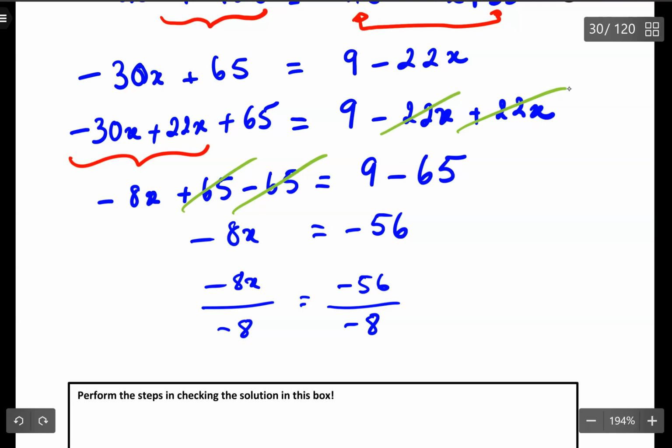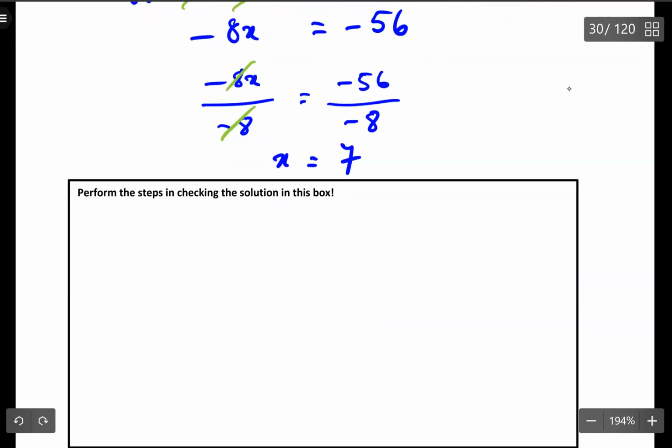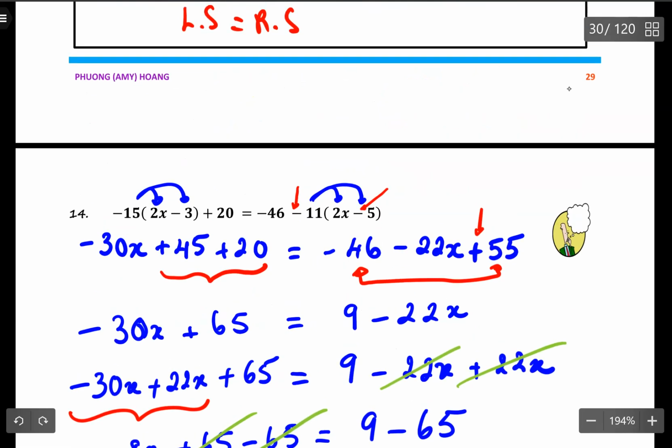Okay, and in this case, that cancels that. x will be equal to 7. Alright, so now we are going to perform the step of checking the solution. Again, going back, I would like everyone to pay attention to the original statement of this equation. So this is the original statement.